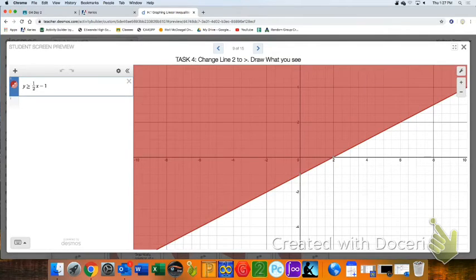Okay, I'm changing it from greater than or equal to just greater than. What happens? The line is just dotted.